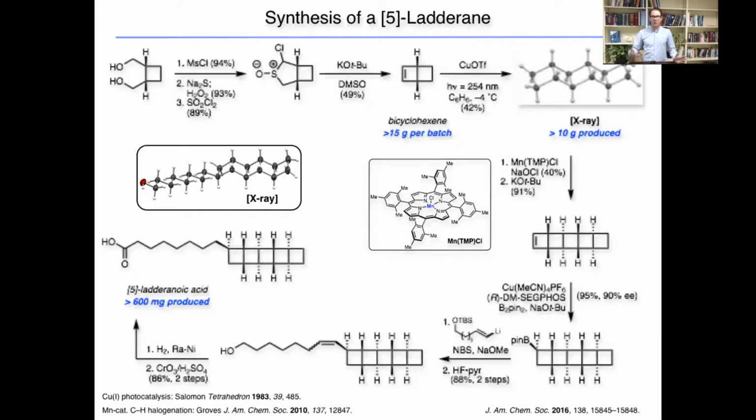We then have to do some CH activation, so-called CH activation chemistry, in order to functionalize this hydrocarbon and then extend the side chain. And our synthesis is flexible. Hopefully you can see that we can attach any length side chain that we want, and this is an enantioselective synthesis, so we are getting just 1 enantiomer, or predominantly 1 enantiomer out. And so we have this synthesis of this so-called 5-lateranoic acid, as you see here.